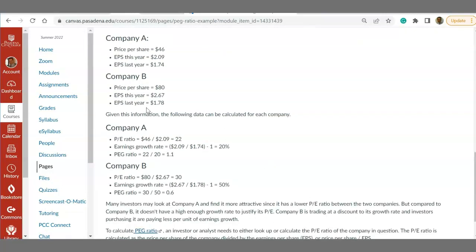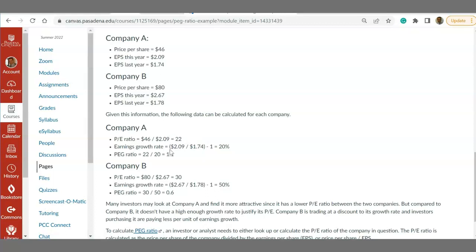Okay. Given this information, the following data can be calculated for each company. So PE ratio is price, which is $46, divided by earning per share of 2.09, gives you a PE ratio of 22. Remember I said somewhere between 15 and 25 is kind of a range that you might look at as a normal range. So 22 is very much there, right, in the normal range.